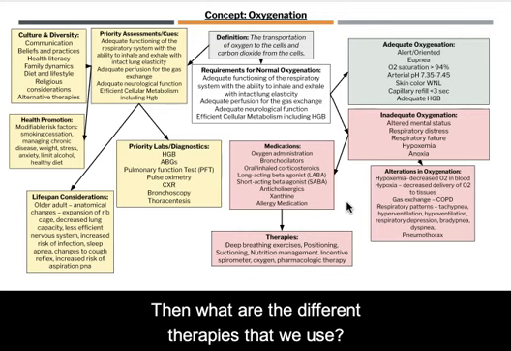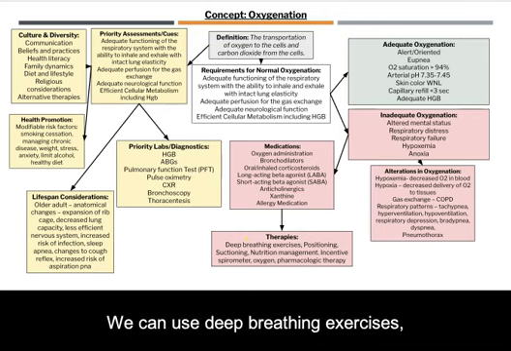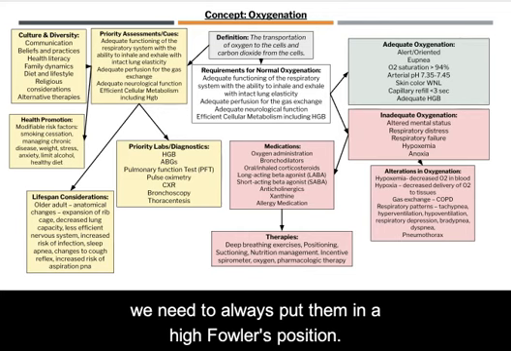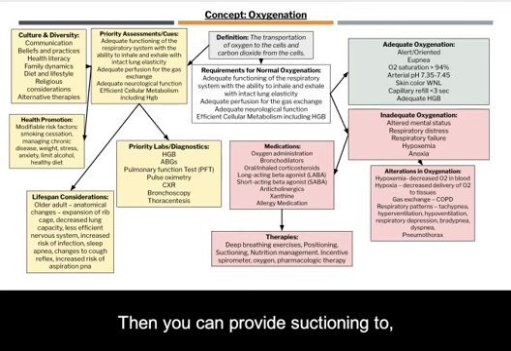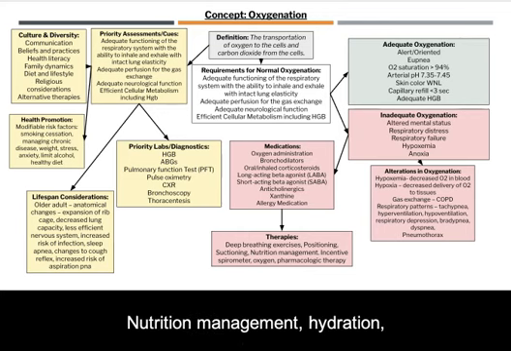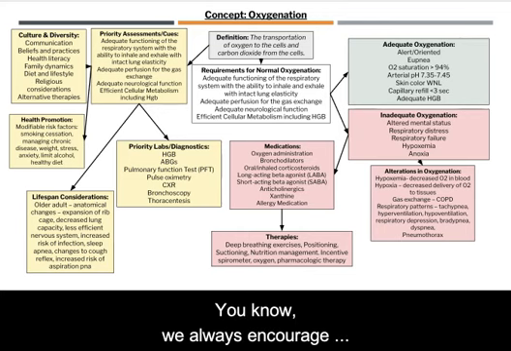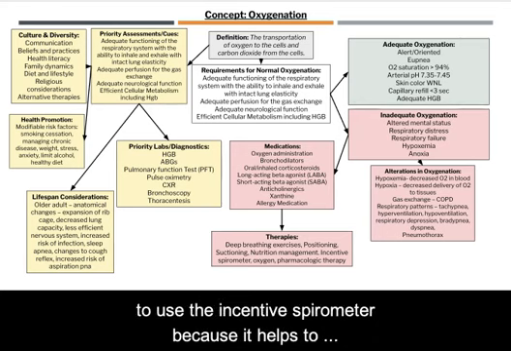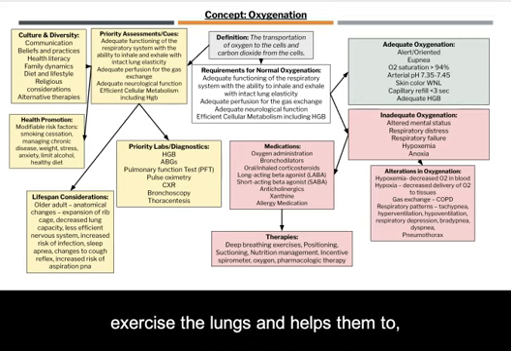And then what are the different therapies that we use? We can use deep breathing exercises, repositioning the patient. Always, if the patient is having difficulty breathing, we need to put them in a high Fowler's position. Then you can provide suctioning to take out any extra secretions in the airways. Nutrition management, hydration, incentive spirometer use. We always encourage patients, especially after surgeries, to use the incentive spirometer, because it helps to exercise the lungs and helps them go back to their normal breathing patterns.